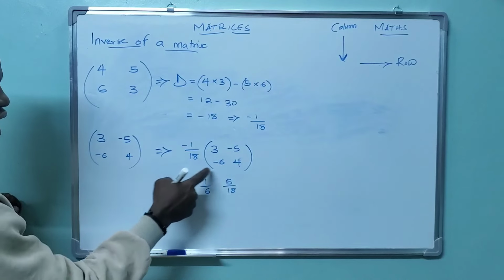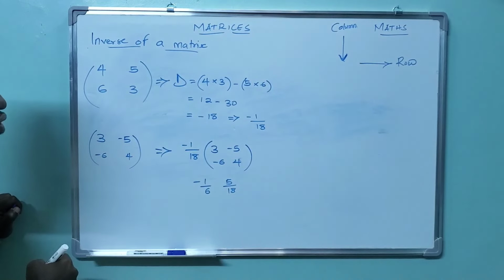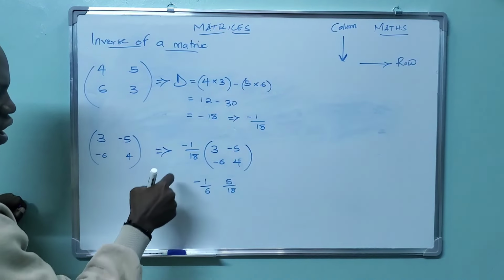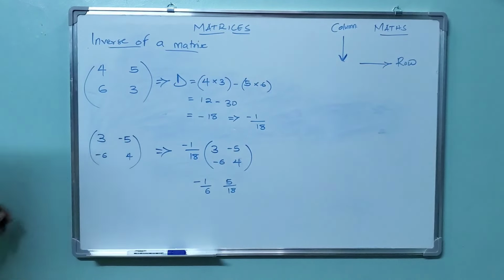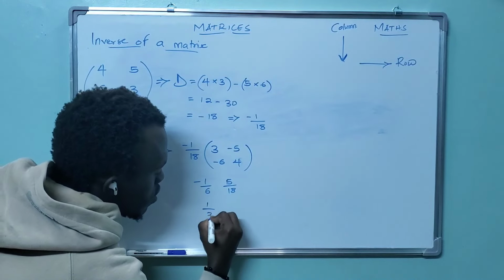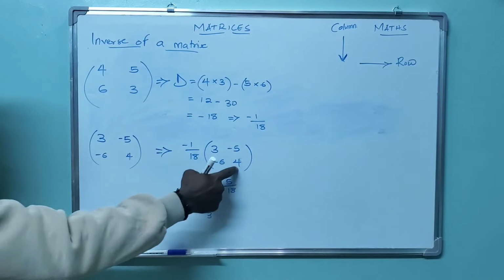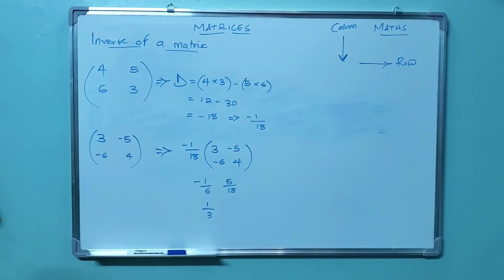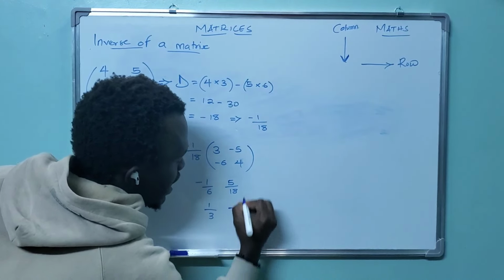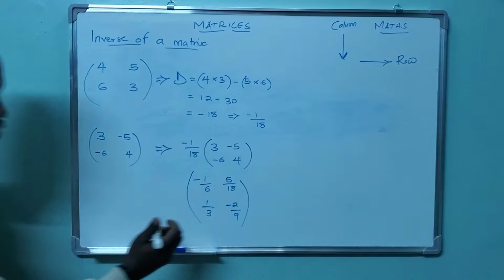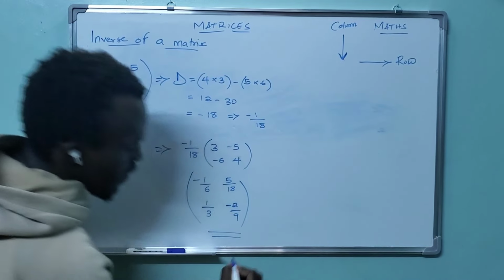Then negative 1 over 18 multiplied by negative 6. What is it going to be? 6 goes into 18 how many times? 3 times. So we are going to have 1 over 3. Then 4 multiplied by that, we are going to have 9, 2. So I'm going to have negative 2 over 9. So this one is our inverse.